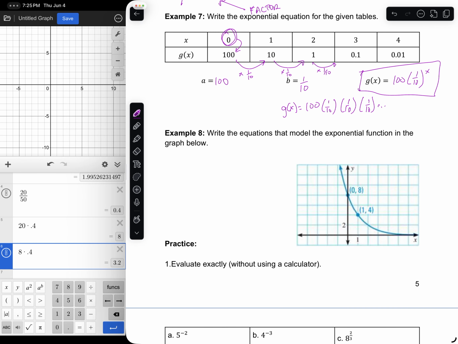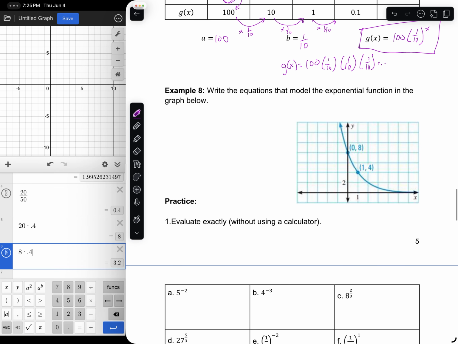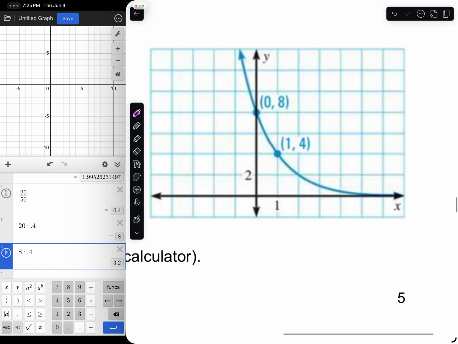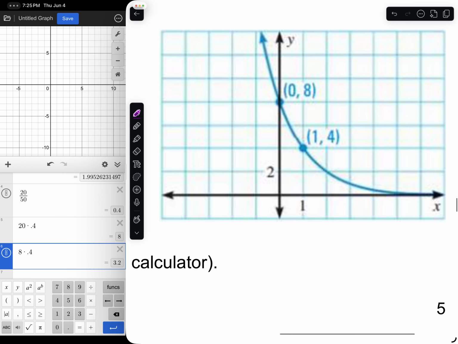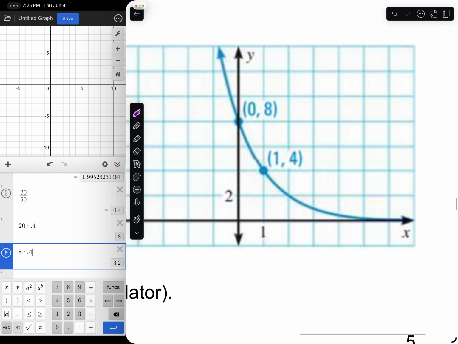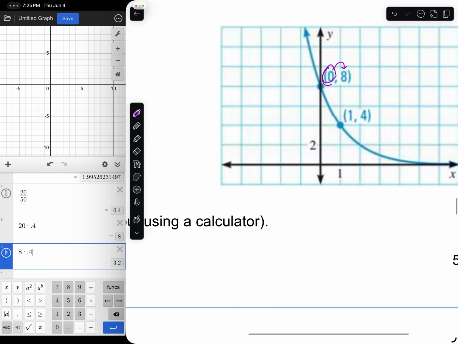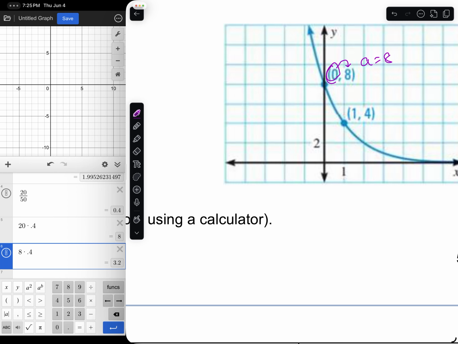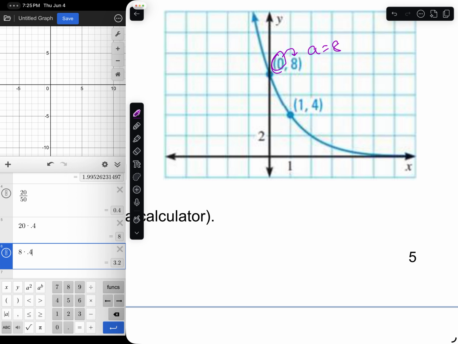All right. Write the equations that model the exponential functions in the graph below. If you have a graph, just identify the numbers and it'll be just like the table. When the x value is 0, that y value is the starting amount. So that's our a. And then what would I multiply 8 by to get 4? I would do 8 times 1/2 would give me 4. So that's my b value. Then if I multiply 4 times 1/2, I would get 2, right? And so that's why this point would be right here.